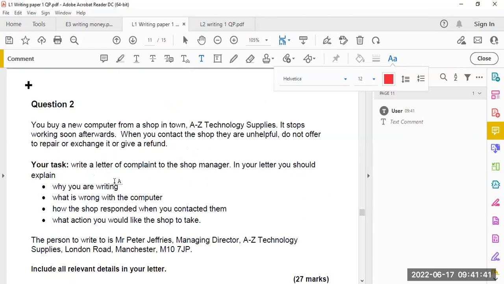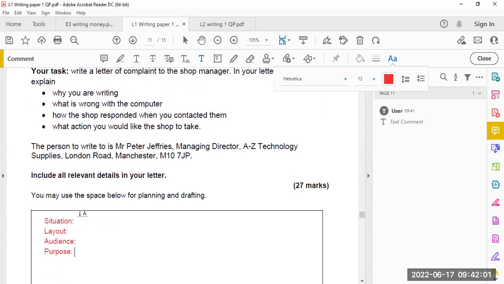Okay. So reading through here, instantly I can see that the situation is that I've got a computer. It stops working. You've contacted the shop. They're not particularly helpful. And I'm being asked to write a letter of complaint. Okay, so the situation is my computer's broken, I need some help.